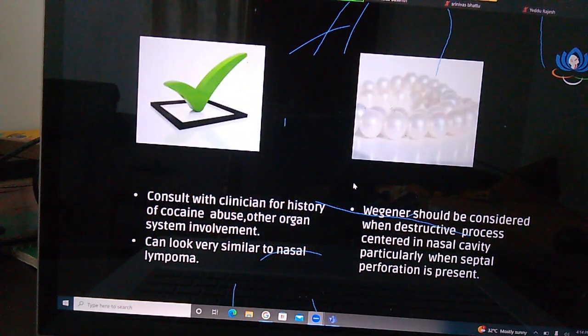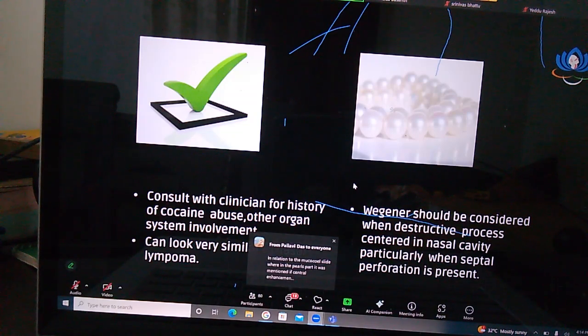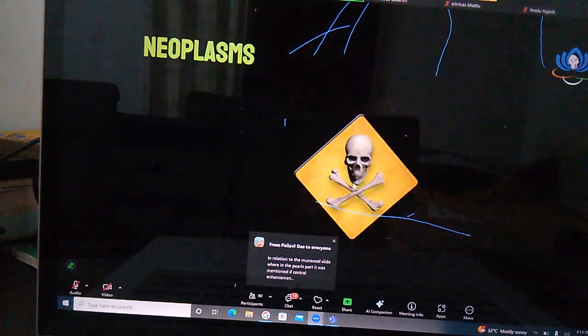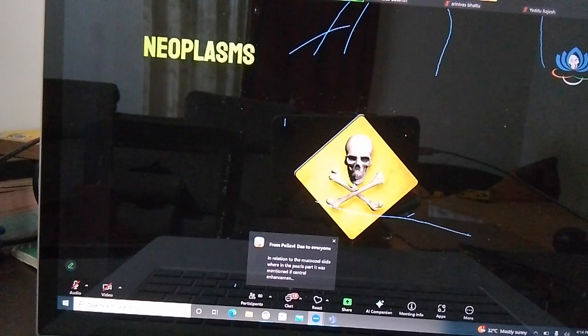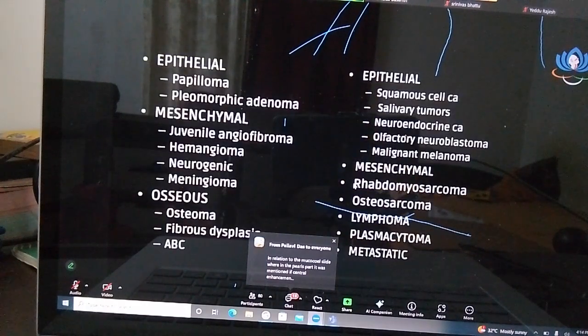Consult with the clinician for a history of cocaine abuse or other organ system involvement. Cocaine is not there in India, so we don't have to worry about it. It can look very similar to nasal lymphoma. Lymphoma is one differential diagnosis we have to keep whenever such a patient comes to us. It should be considered when a destructive process is centered in the nasal cavity, particularly when septal perforation is present. Next, we also have to keep neoplasms in mind.